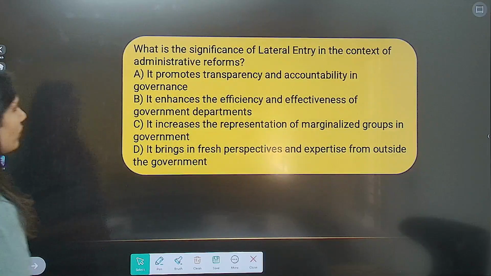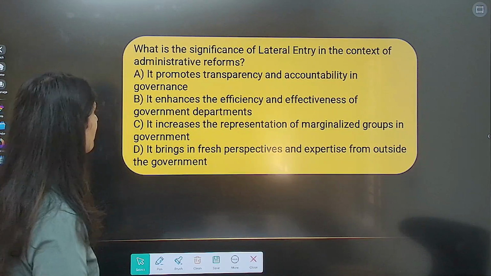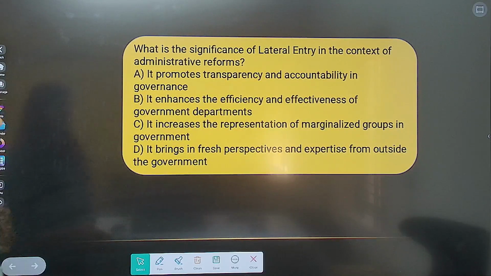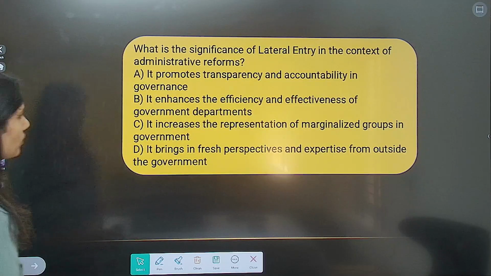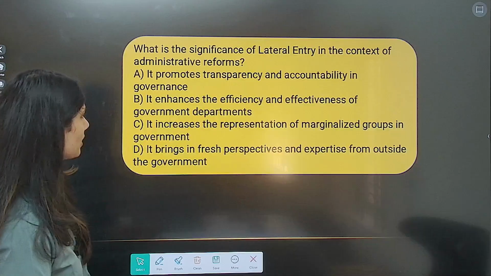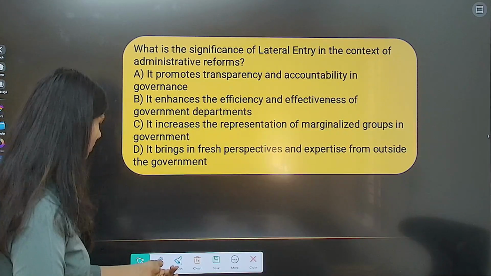What is the significance of lateral entry in the context of administrative reforms? It promotes transparency and accountability in the governance. It enhances efficiency and effectiveness of government departments. It increases the representation of marginalized groups in government. It brings in fresh perspective and expertise from outside the government into the department.